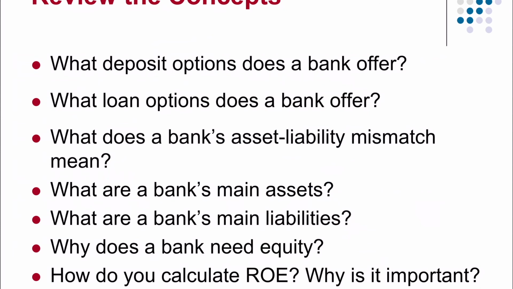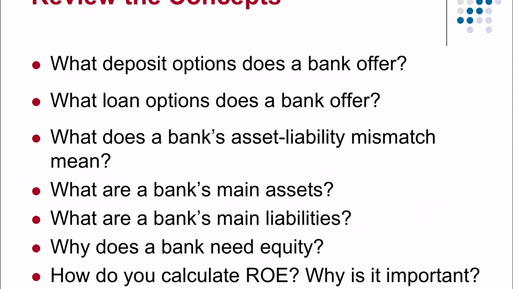What are a bank's main assets? Cash, investments, and net loans and leases. Those are the bank's main assets that we discussed. What are the bank's main liabilities? We have your deposits and borrowed funds. Why does a bank need equity? The equity actually acts as a shield against losses on their assets.